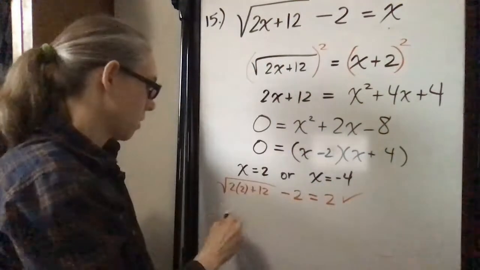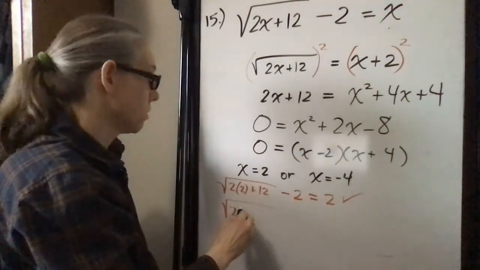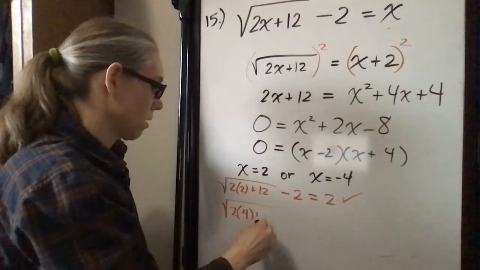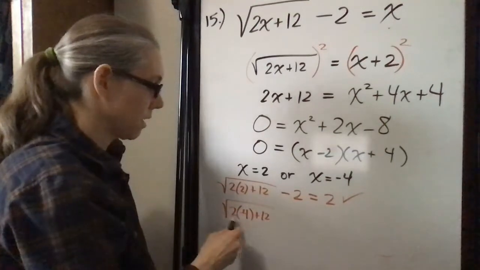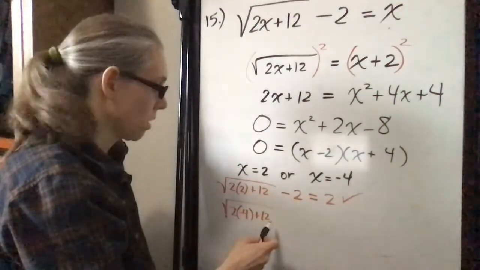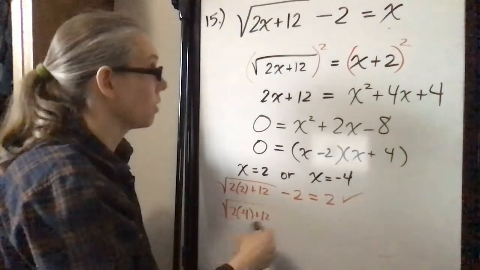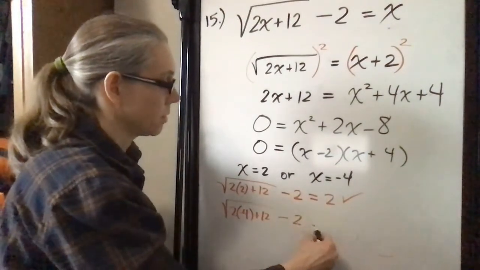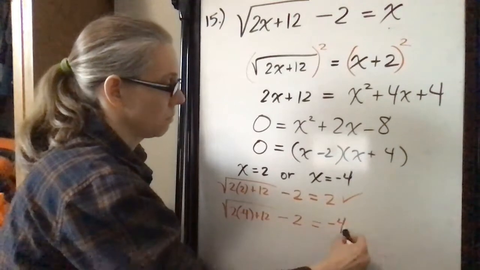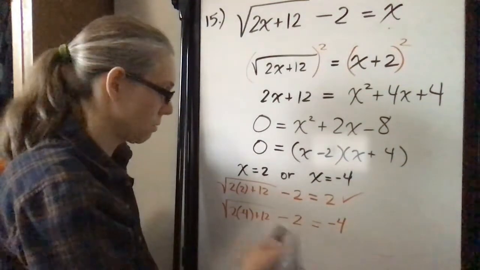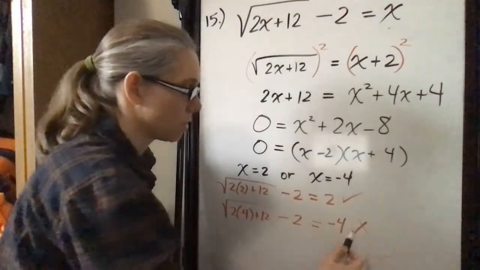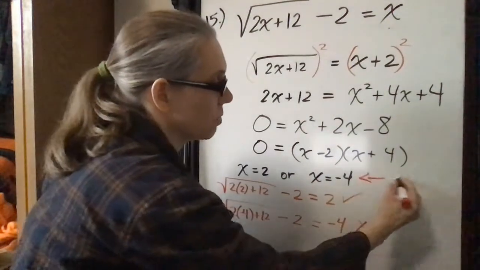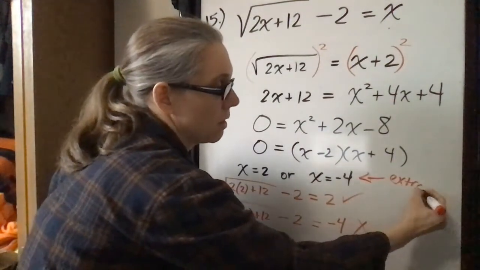Now let's try the other one. Square root of 2 times negative 4 plus 12, that's negative 8 plus 12, so that is the square root of 4. The square root of 4 is 2. 2 minus 2 is 0. But this says that 2 minus 2 is negative 4, so that one's false. So what that means is that this one is an extraneous solution.